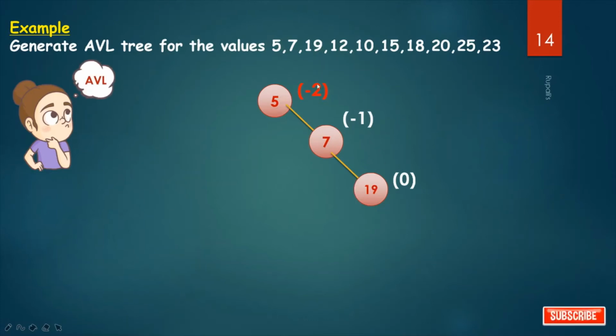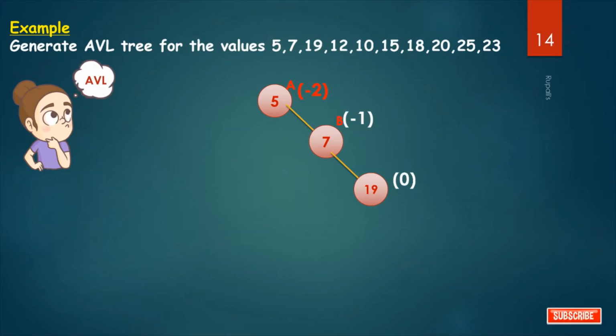Then the next nearest ancestor is 5. So the balance factor of 5 is -2. So this node is our A node. Which one is our B node? B is the child of A. So this node is our B node.